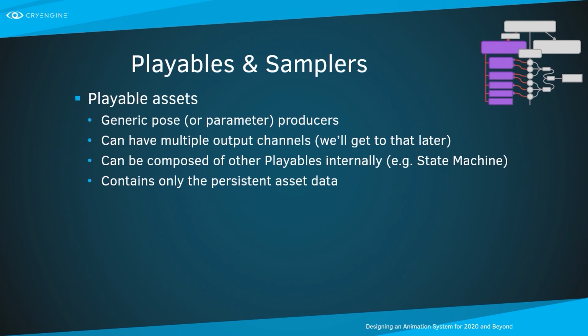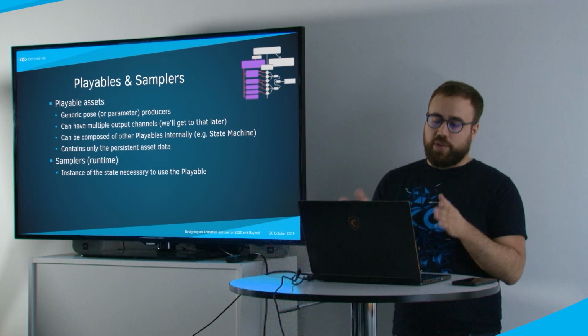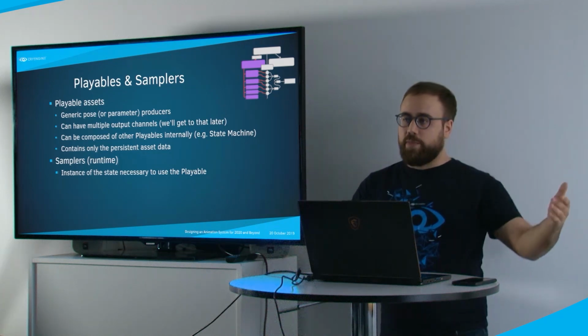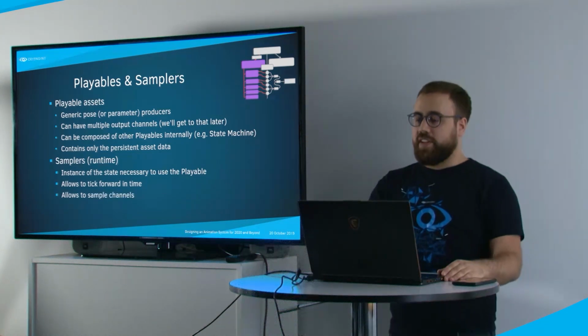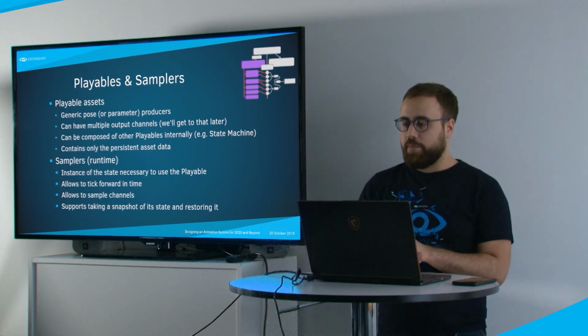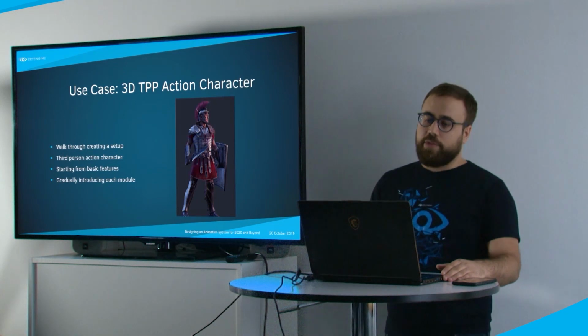So we need a type of object that represents the data that you actually need at runtime. Because, for example, you might have a state machine, but you want to execute it in different contexts and have different states in those different contexts, right? So the sampler is just the actual instance necessary to use the playable. So it's instantiated from a playable asset, but you can have multiple samplers per playable asset. And it has two functions. You can tick it forward in time, and you can sample one of its channels. It also supports taking a snapshot of its state and restoring it. And for those of you that worked with networking, you know this can be useful for networking purposes, but also for just debugging purposes.